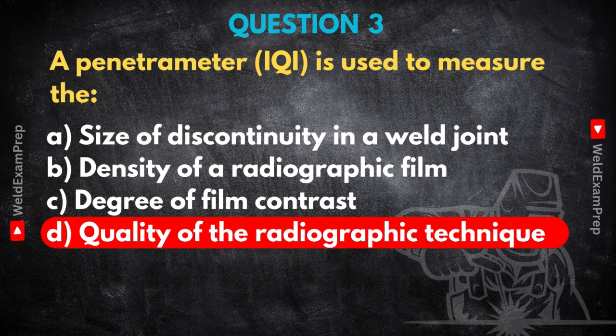No, the IQI's whole purpose is to demonstrate that your technique, the X-ray settings, the source to film distance, all that setup stuff, was actually good enough, sensitive enough. If you can clearly see the required small hole or thin wire on the IQI image on the film, it basically proves your radiographic camera was capable of seeing a flaw of about that size if one was present in the weld. It validates the test sensitivity.